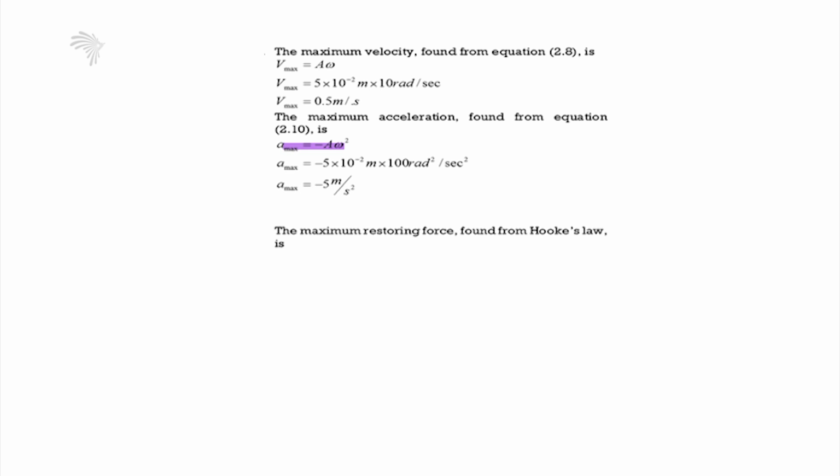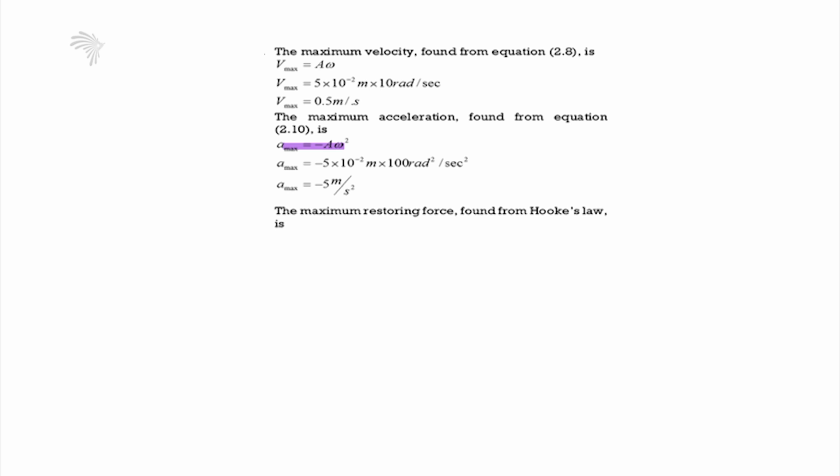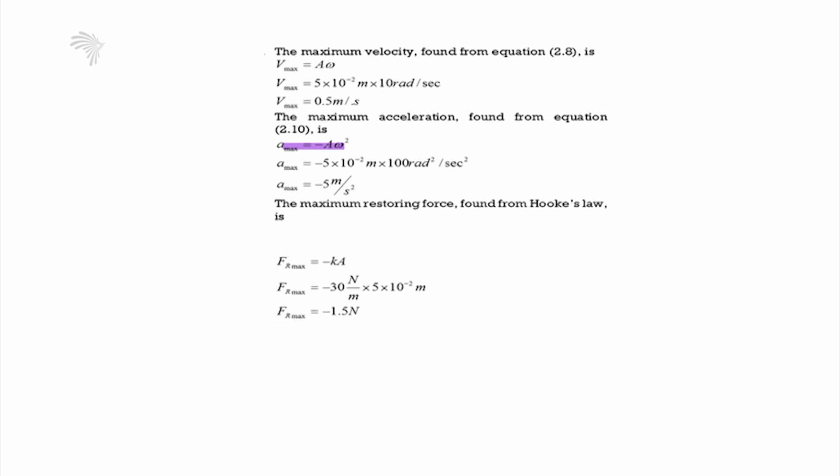The maximum restoring force can also be determined using Hooke's law, and the maximum force is given by minus k times A. We know k is equal to 30 Newton per meter and A is equal to 5 times 10 to the power of minus 2 meter, which yields a maximum restoring force of 1.5 Newton. The minus sign here shows that the restoring force is always directed toward the equilibrium position.